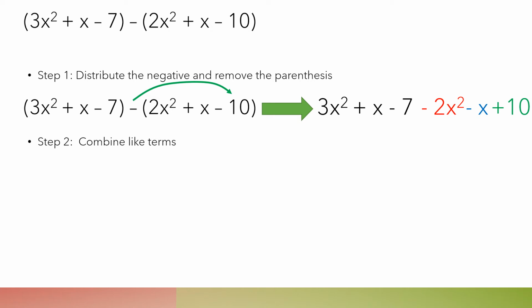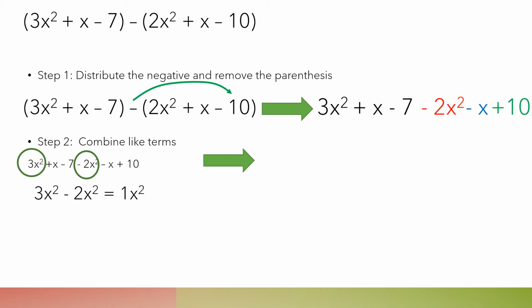I'm going to combine my like terms. So here is my polynomial. If I look at my first term, I have an x squared. So I'm going to look for other terms that have an x squared. Well, here I have a negative 2x squared. So when I'm combining like terms, I'm going to just look at the coefficients. So I'm going to say 3x squared minus the 2x squared gives me a positive 1x squared. And I can just write that as x squared. The 1 is assumed.